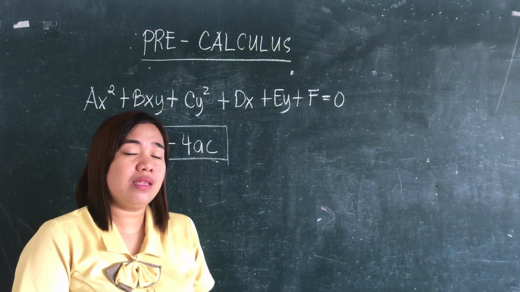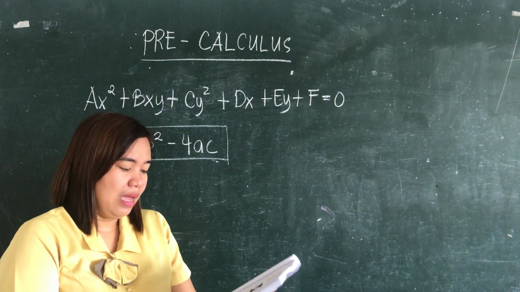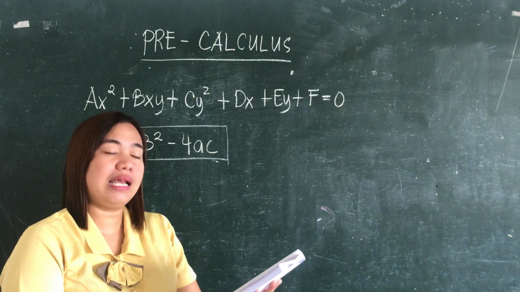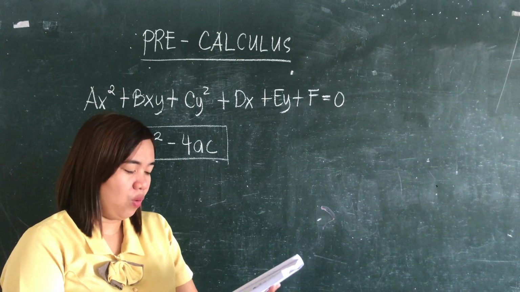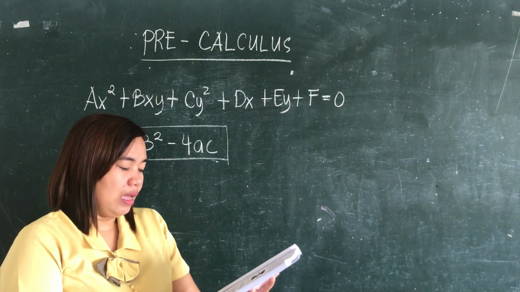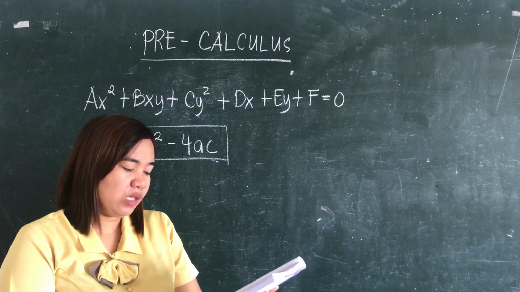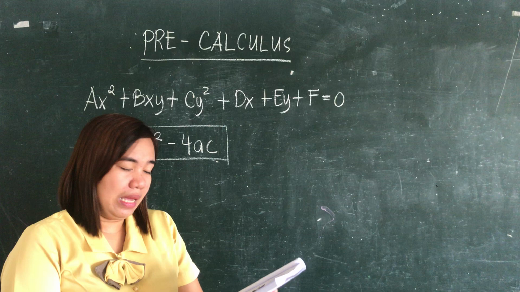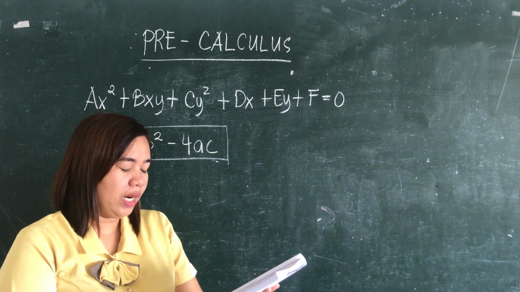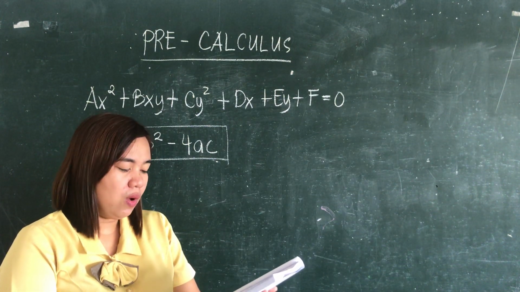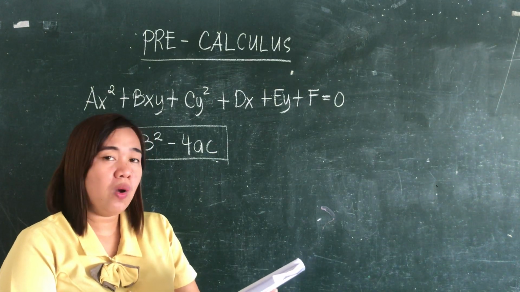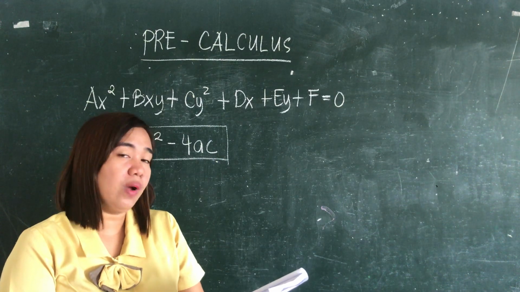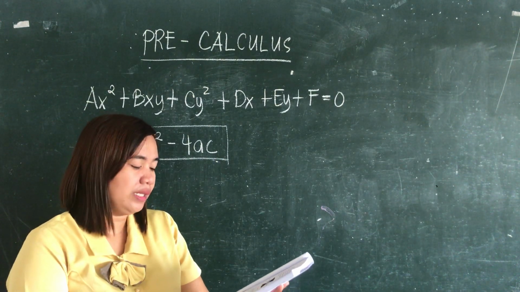So we can say that the graph will be a circle if the value of b squared minus 4ac is less than 0, or a is equal to c. Next, it will be a parabola if b squared minus 4ac is equal to 0. Ellipse if b squared minus 4ac is less than 0, b is not equal to 0, or a is not equal to c. Hyperbola if b squared minus 4ac is greater than 0.